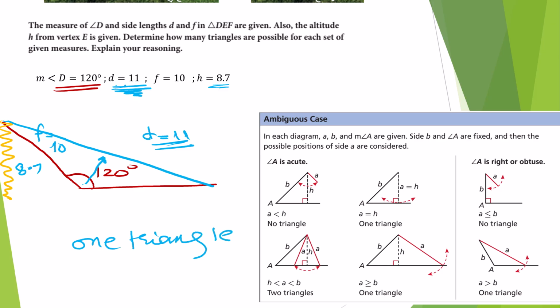Which one is my case? First of all, is it one triangle or two triangles? A is bigger than B. So yes, A and B are bigger. Now let's try to find out, can I make two triangles? What is A? That is D is 11. No, D is not. D is the biggest one. So if D is the biggest one, I could have only one triangle. This is the case.